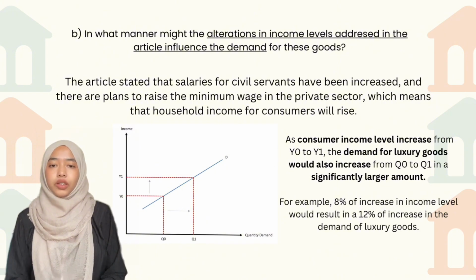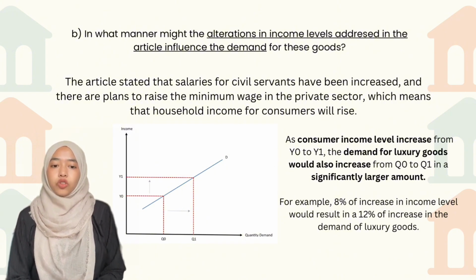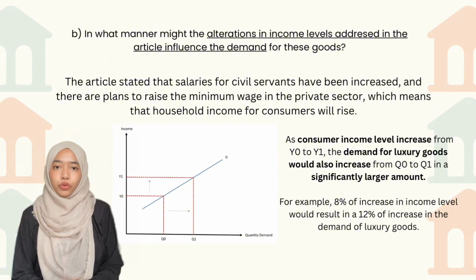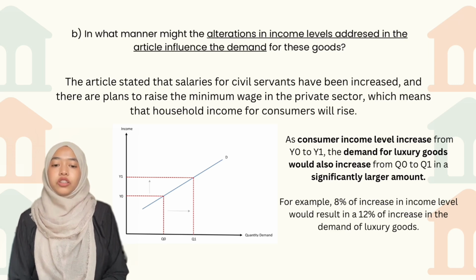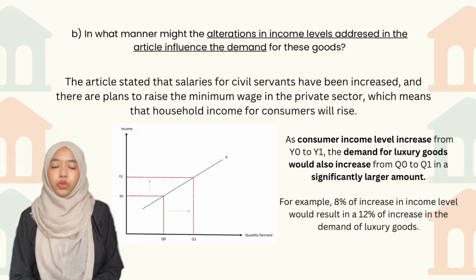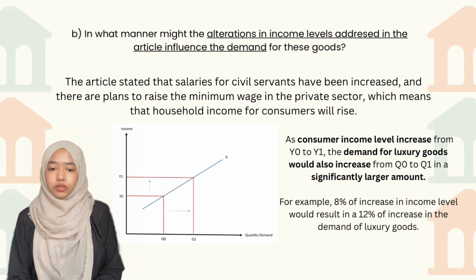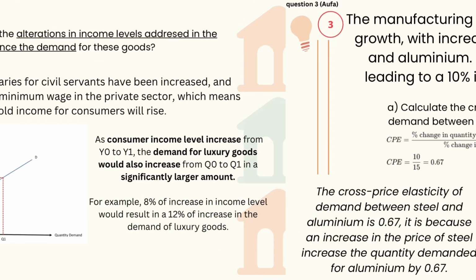As you can see from the graph that I provided, as consumer income level increases from Y0 to Y1, the demand for luxury goods will also increase from Q0 to Q1 but by a larger amount. For example, an 8% increase in income level would result in a 12% increase in the demand for luxury goods.